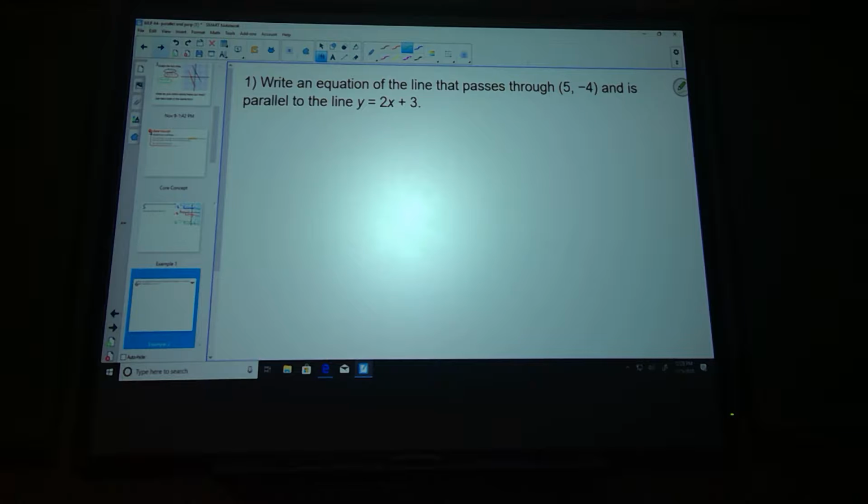All right. Write an equation of a line that passes through the point (5, -4) and is parallel to y equals 2x plus 3. Okay.